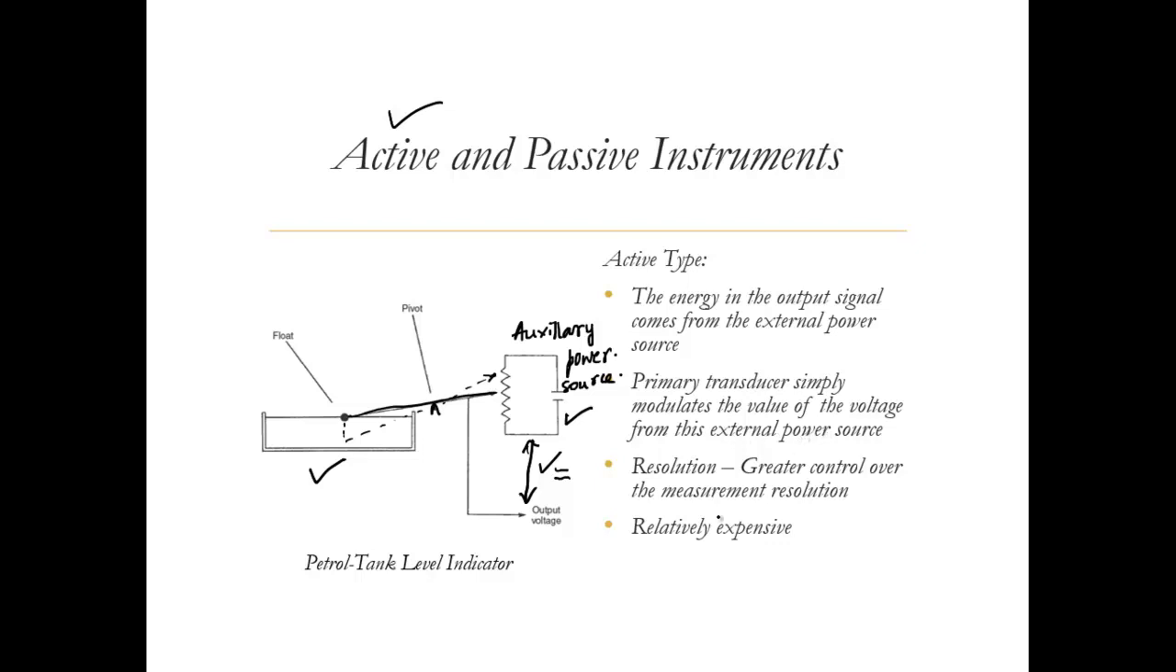In this case, this is relatively expensive because we have an external power source and external arrangements that we need for this. But the advantage is the resolution. We have greater control over the measurement resolution because we can easily change this resistor capacity, we can easily change this battery capacity and all those things without requiring any big change in this system or in this setup. We'll just contrast this with the passive ones. We can then appreciate the advantages of the active one.